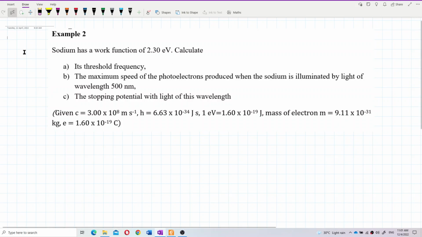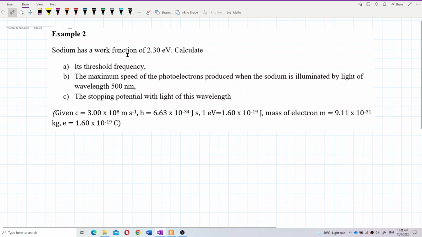Sodium has a work function of 2.3 electron volt. Calculate its threshold frequency. Let us do the first question. Sodium is a metal. The work function is the binding energy towards the free electrons, so we have to overcome this work function in order to release the free electron from the metal surface.